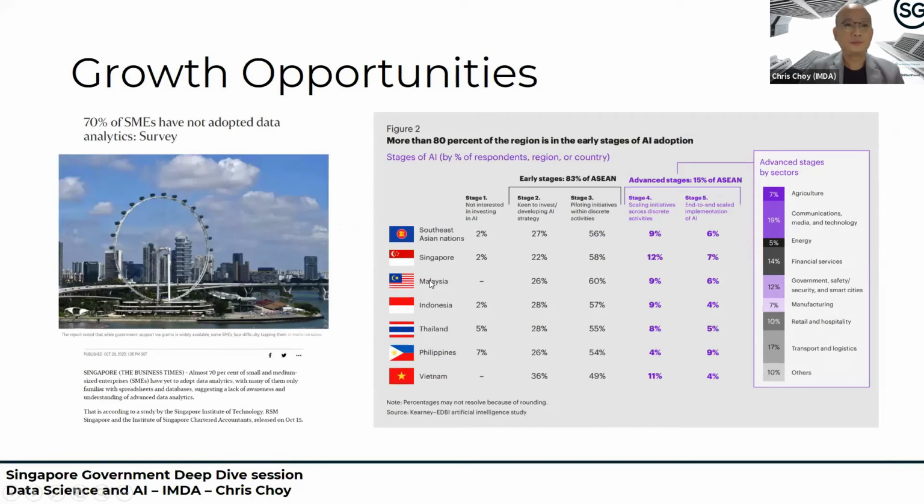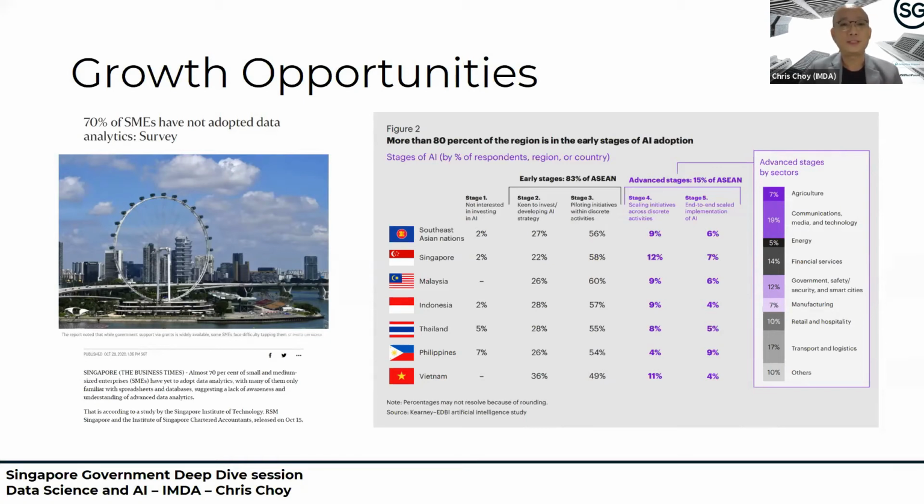So if I were to take a closer look at what's going on in Singapore, I think we can certainly see a lot of growth opportunities for us to do AI development and translation. The reason is because if you look at some of these statistics and studies, 70% of the SMEs have not adopted data analytics. Of course, not all of them are suitable to use data analytics, but we see that there's actually a lot of potential for us to engage them and to help them in different ways.